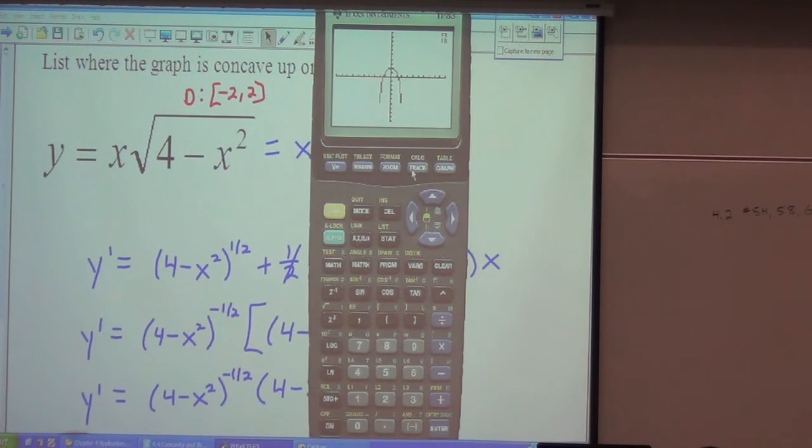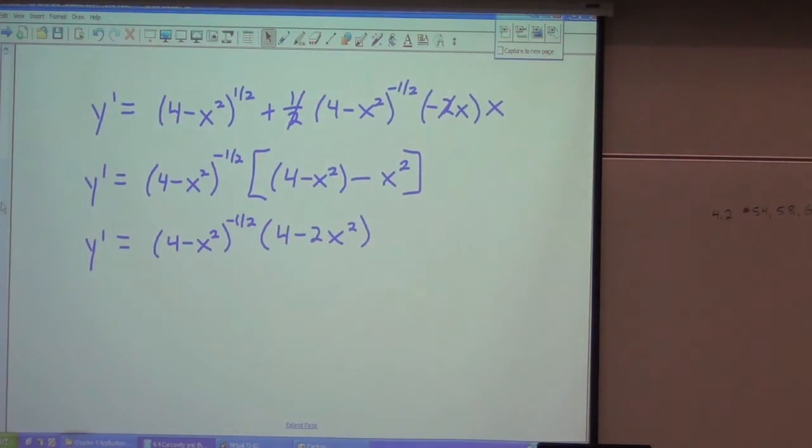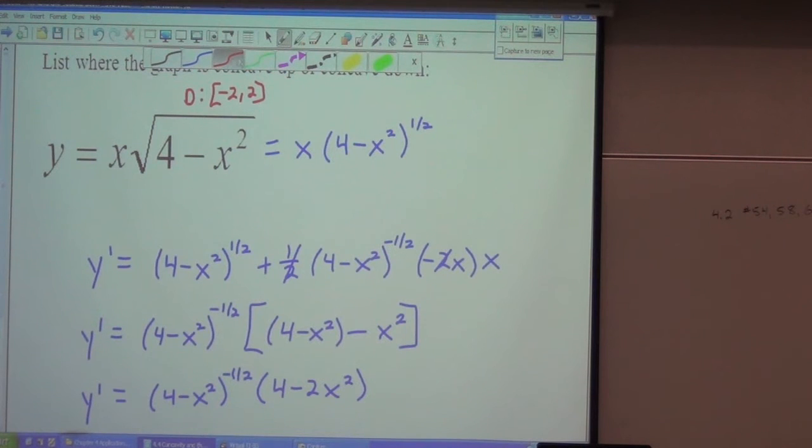If I do second calc, maximum, I'll move to the left of the highest point, hit enter, move to the right, hit enter, enter again. Again, there's that little flaw of the calculator: 1.15141e to the negative 6. It's really 0. So it has a maximum at 0. So the graph is going up from negative 2 to 0.